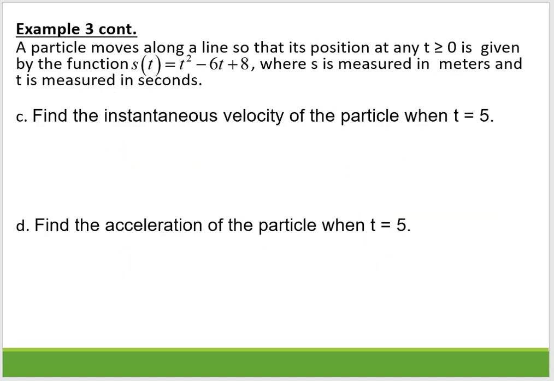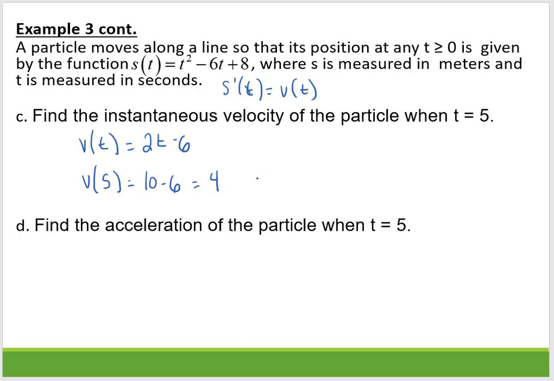Now, same question, just expanding it a little bit more. Find the instantaneous velocity of the particle when t equals 5. So when t equals 5, instantaneous velocity, remember that the derivative of position is velocity. So my velocity is equal to the derivative of this. So this is 2t minus 6. So then I find my velocity at 5, and I get 10 minus 6, I get 4 meters per second.